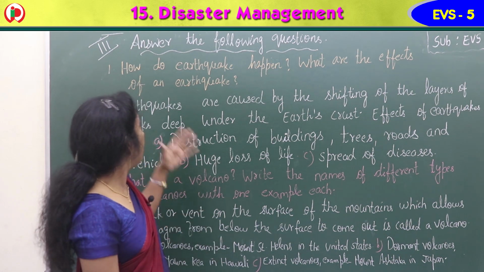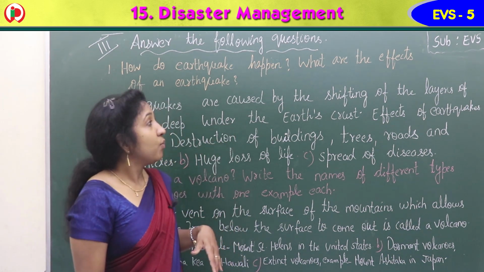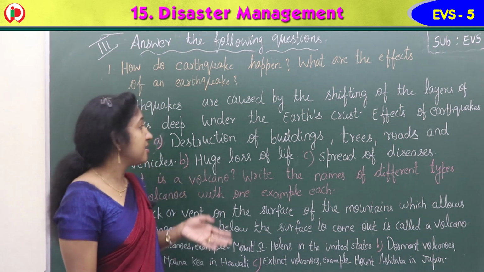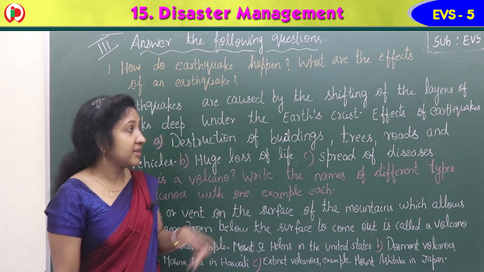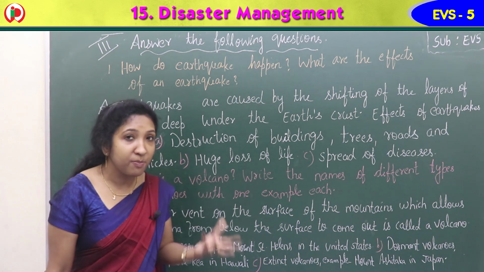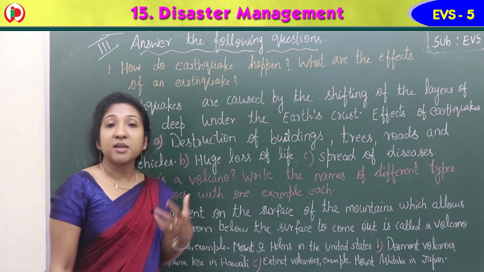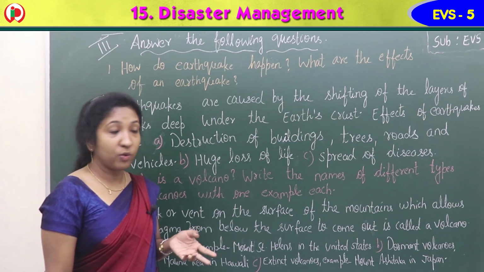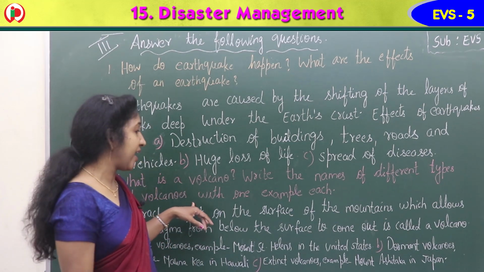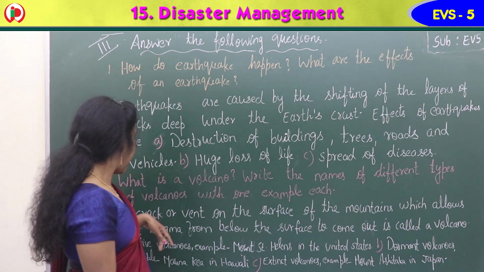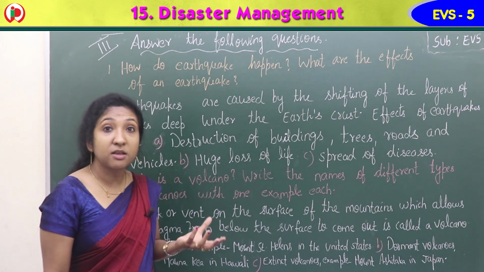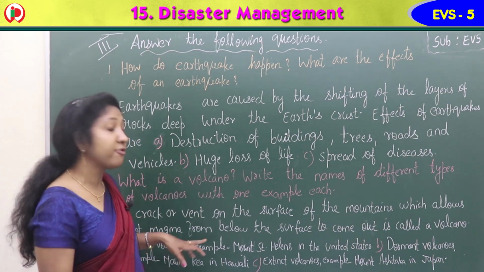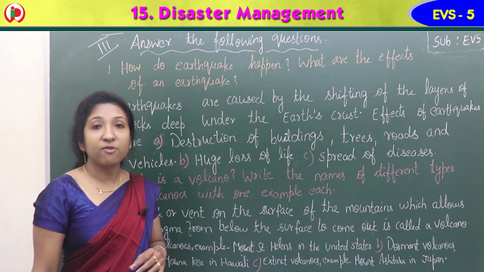Okay. Yes. So first question: how do earthquakes happen? What are the effects of an earthquake? Earthquakes are caused by the shifting of the layers of rocks deep under the earth's crust. Effects of earthquakes are: destruction of buildings, trees, roads and vehicles. Then B. Huge loss of life. C. Spread of diseases. Now second, what is a volcano? Write the names of different types of volcanoes with one example each. Answer: a crack or vent on the surface of the mountains which allows hot magma from below the surface to come out is called a volcano.